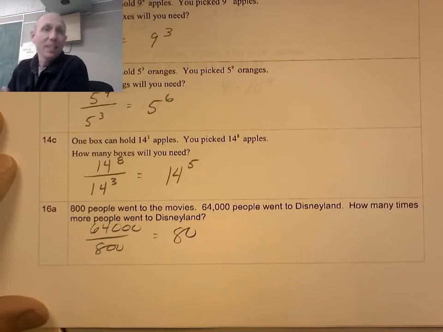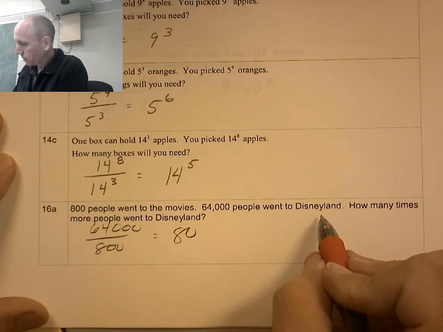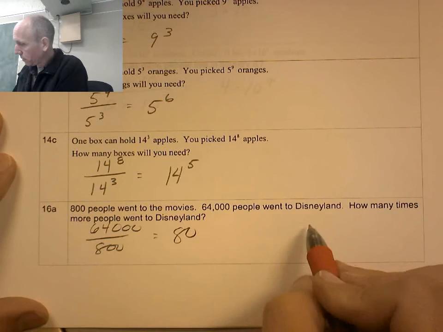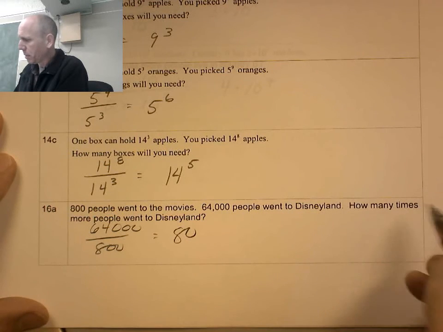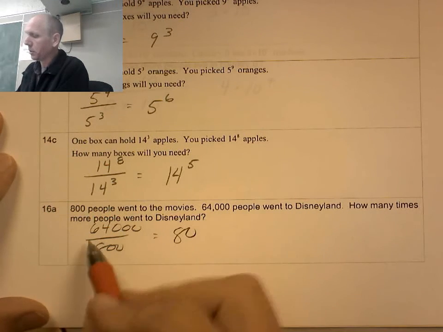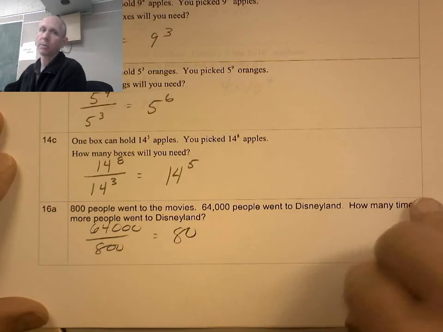This next one, once again, not on the test, just setting you up. 64,000 people went to Disneyland, 800 people went to the movies. How many times more people went to Disneyland? So 80 times more. 64,000 divided by 800, 80 times more.